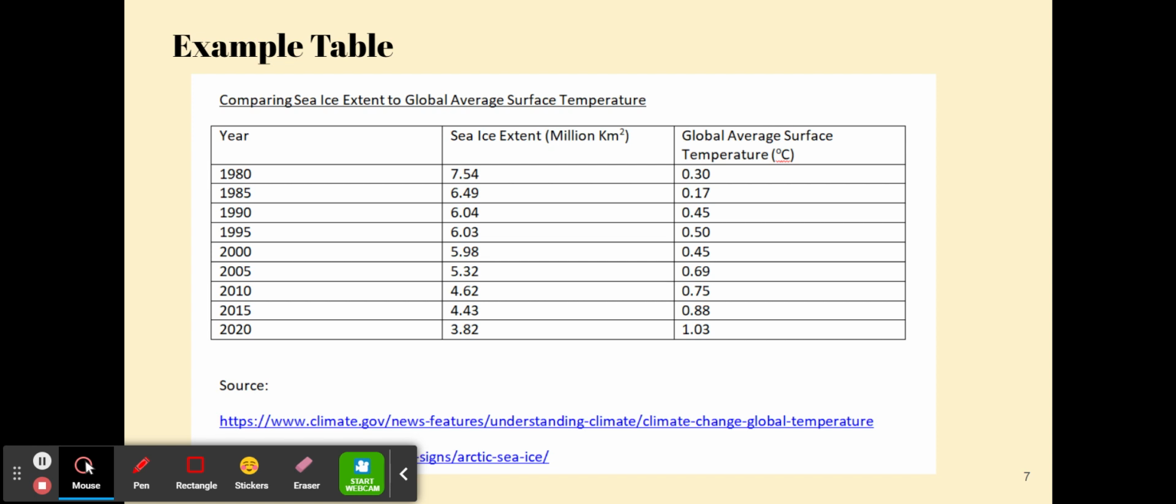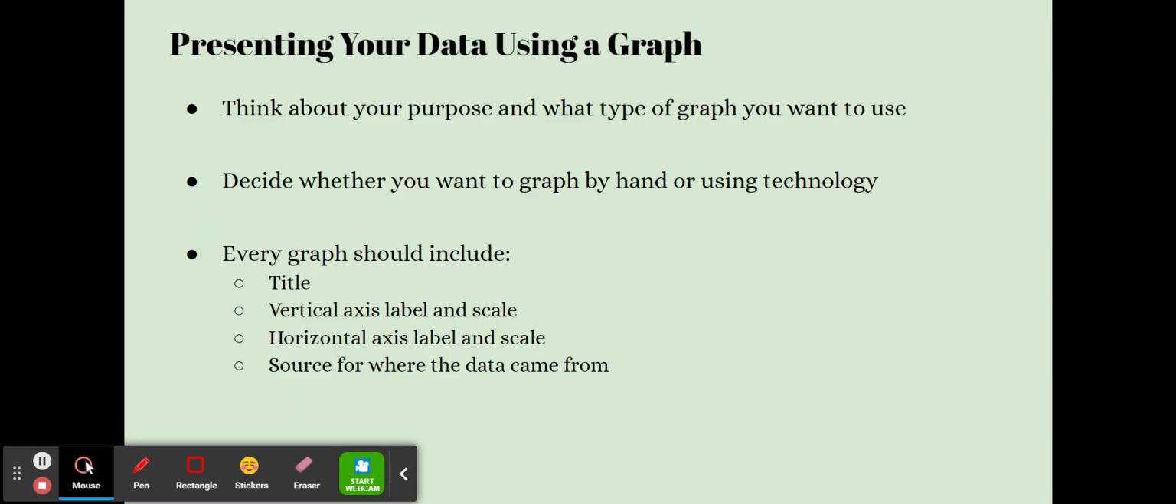Now, obviously, a table is sometimes more difficult to interpret than a graph might be. I've got to actually look at the numbers, but I can see very quickly that in 1980, I had 7.54 million kilometers squared of ice. And in 2020, I only had 3.82. And look at the difference in temperature. And although it doesn't seem like a lot, a tiny, tiny change in temperature is huge for the environment.